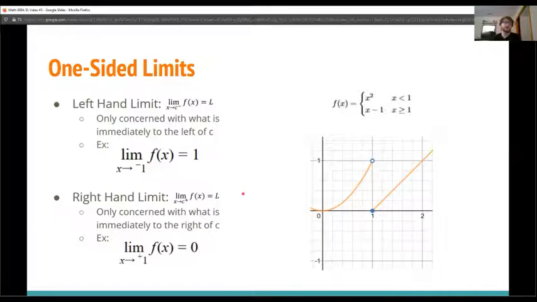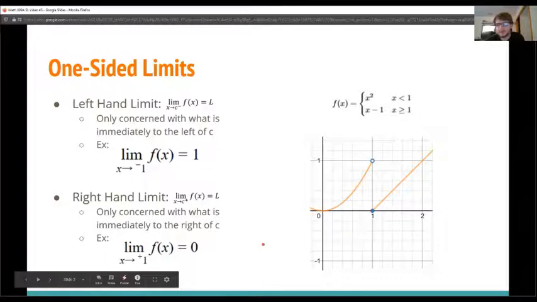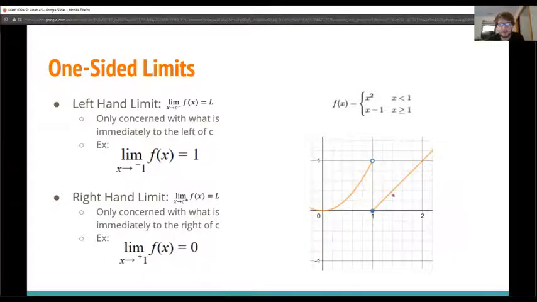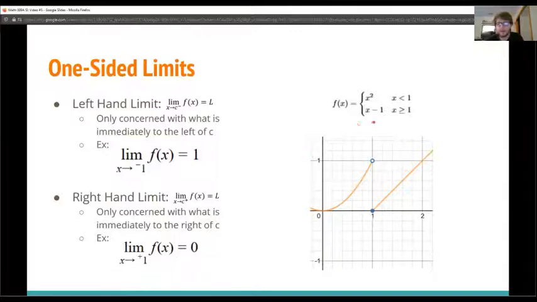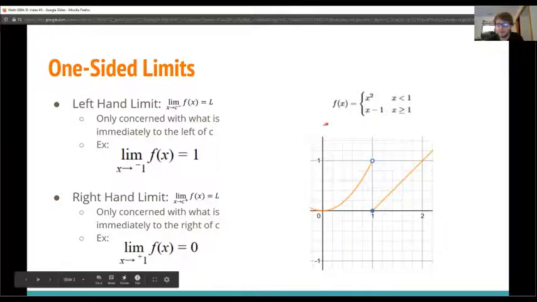For the right-hand limit, we're only concerned about what's immediately to the right of c. Looking at the example again, we're looking at 1, but from the right. So we're coming down this way, and it looks like we're approaching y equals 0. So our limit as x approaches 1 from the right of f of x is equal to 0. Same idea, plugging into the piecewise: if we're to the right, then x is greater than or equal to 1, so we plug in 1 here. 1 minus 1 is 0. So it's consistent across. Okay.